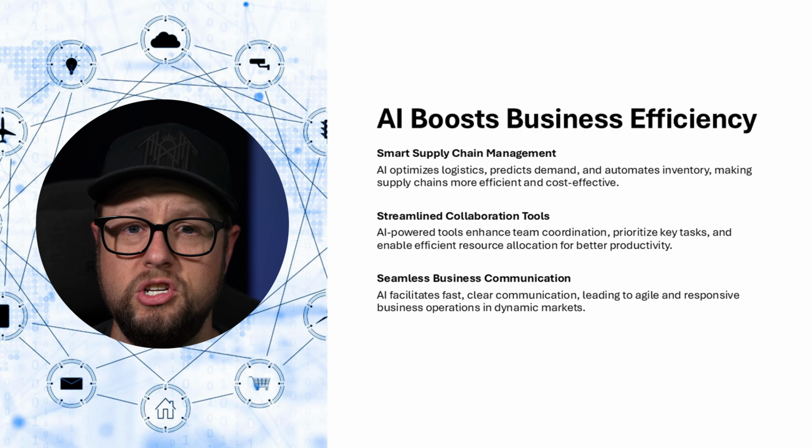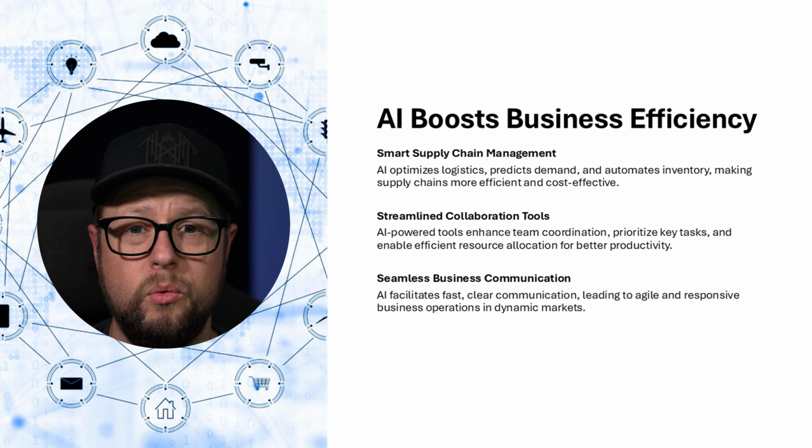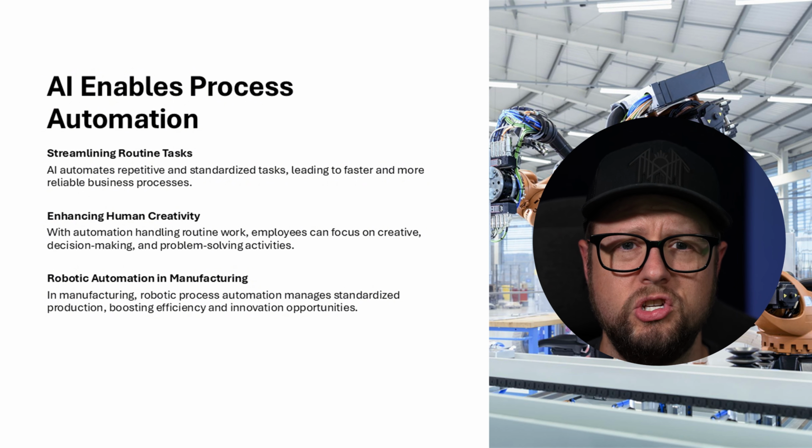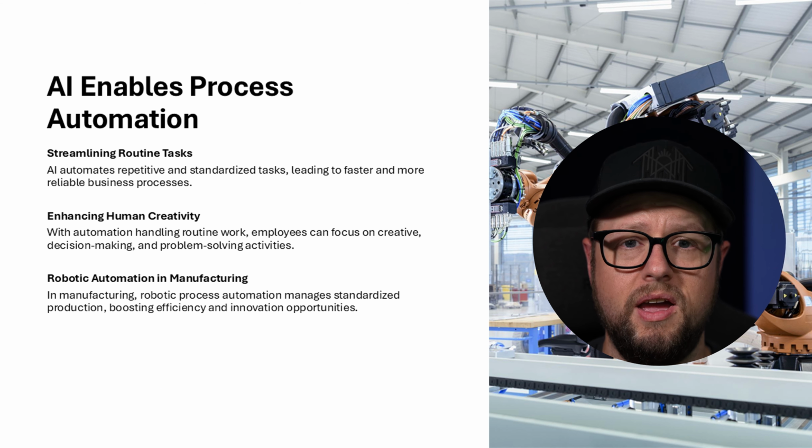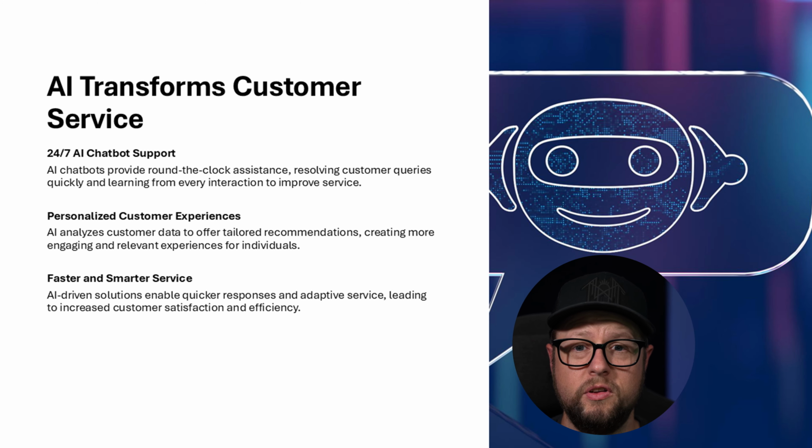For coordination and collaboration, AI-powered tools streamline team coordination, prioritize tasks, allocate resources efficiently, and facilitate seamless communication. Through process automation, AI handles routine tasks, freeing human resources for high-value activities requiring creativity and critical thinking, like robotic process automation in manufacturing. AI can also enhance customer service dramatically.